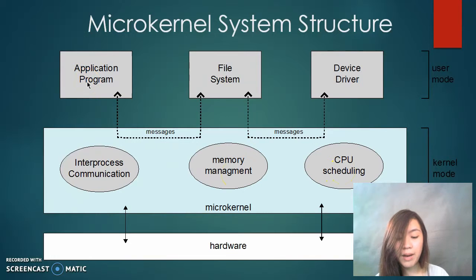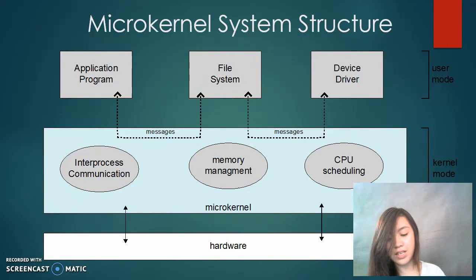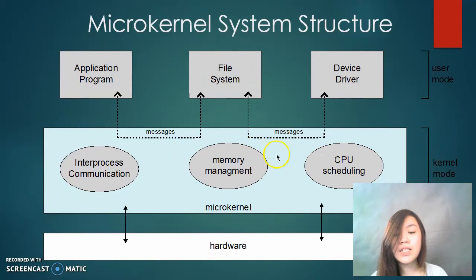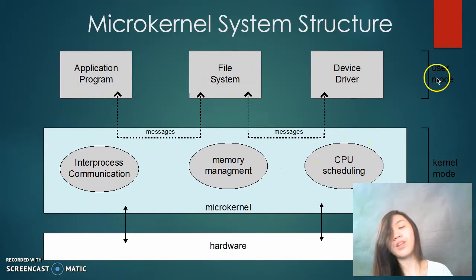The application program sends messages in order to go to the file system. For example, when you're opening a file from the file manager, the application program sends requests to the kernel mode, which communicates with the hardware device, and afterwards it will be sent back to the file system. For you to retrieve it, you need a device driver for the external device, for your USB flash drives, and that structure repeats again. And the CPU scheduling and the memory management simply process and store the request in the user mode.